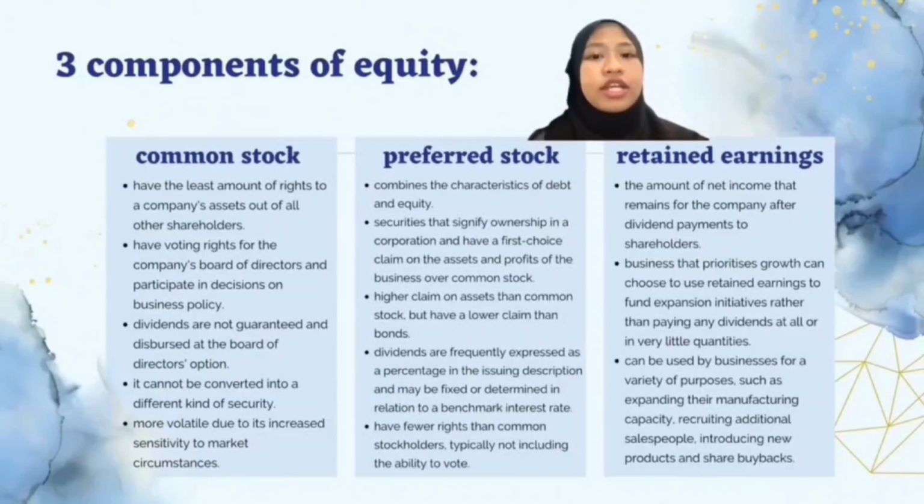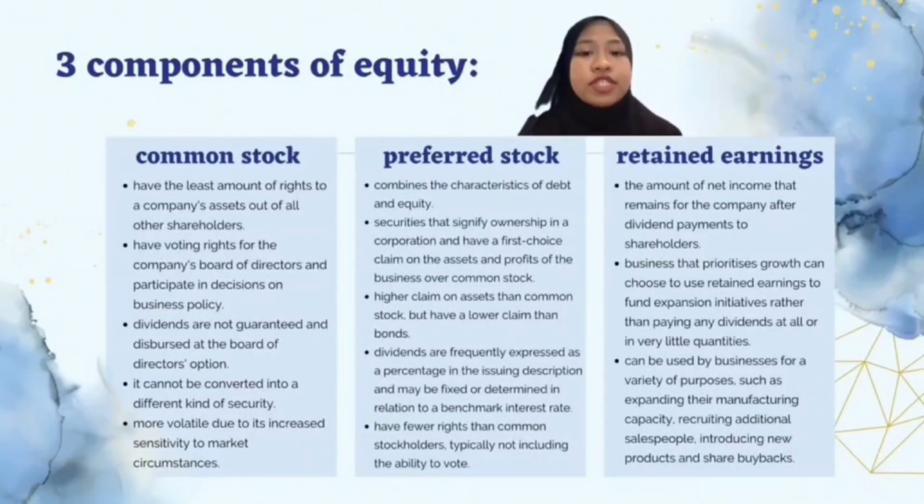In common stock, the common shareholders have the least amount of rights to a company's assets out of all other shareholders. The shareholders have voting rights for the company's board of directors and participate in decisions on business policy. The dividends are not guaranteed and are disbursed at the board of directors' option, and the stock cannot be converted into a different kind of security. Furthermore, it is often more volatile due to its increased sensitivity to market circumstances and corporate performance. The second component of equity is preferred stock.